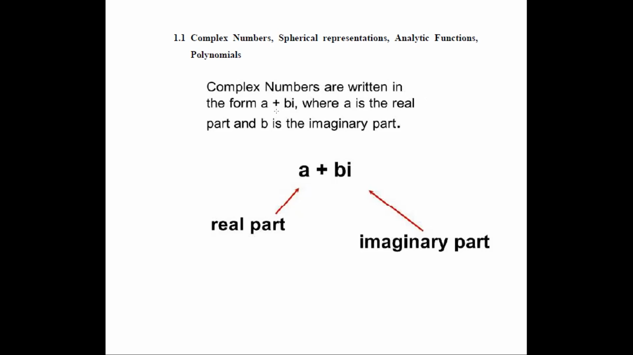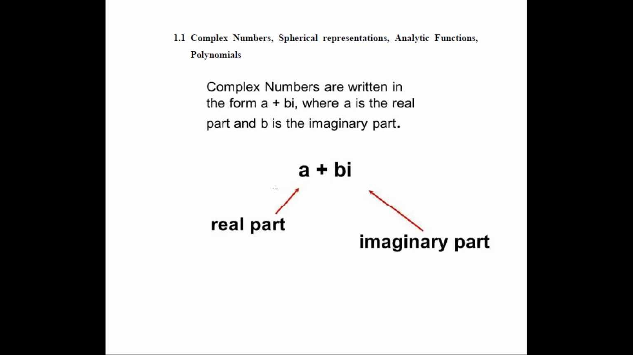A complex number is generally denoted as a plus bi. Here the plus is basically a separator between the two parts of a complex number. These two parts are namely known as the real part and the imaginary part. Here you can see a plus bi. Here a is the real part of the complex number, b is the imaginary part, and this plus is basically a separator between the real part and the imaginary part.